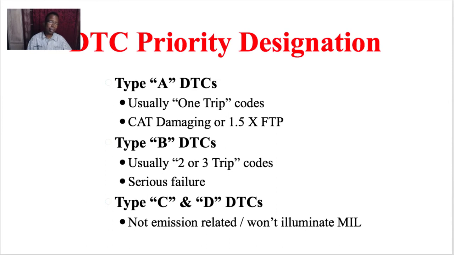For a Type A code, also, if you see the check engine light blinking at you, that means that's a severe misfire. A severe misfire that can damage the catalytic converter. That would be a Type A code also.